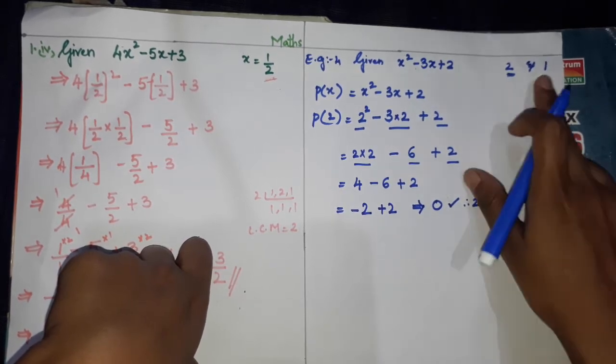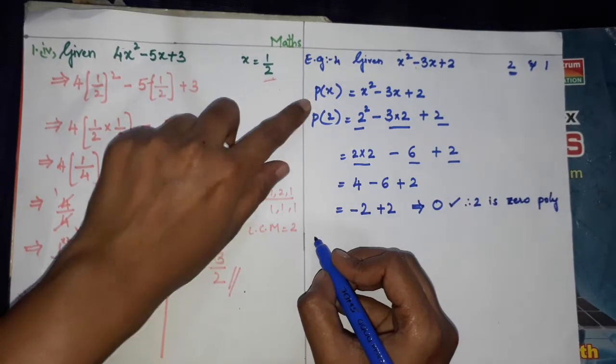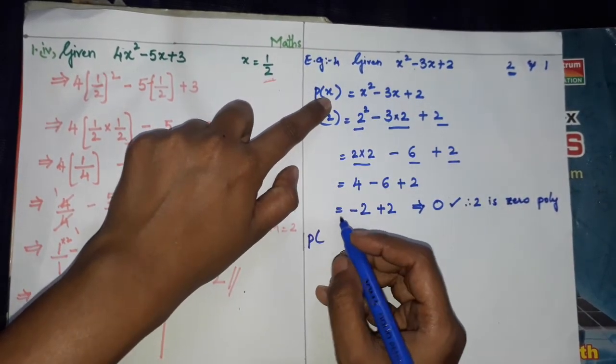Next we have to check with 1 as well, right? So we have to do p of x again. What is x, children? 1.